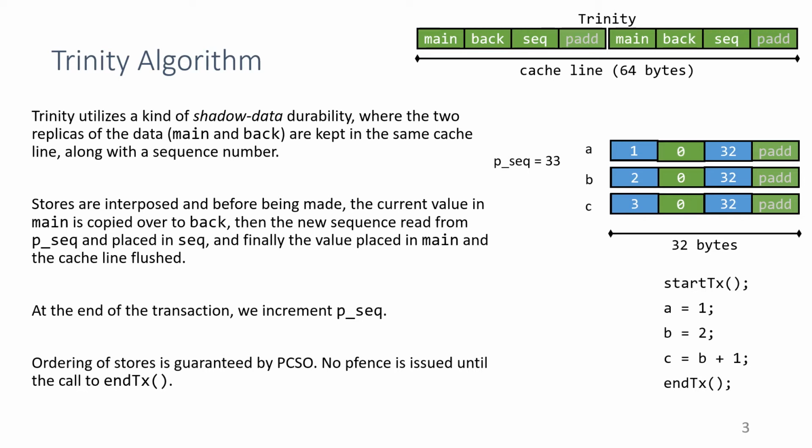At commit time, we increment the PSEC, which is the global transaction number, to 33 to indicate that all transactions whose sequence is lower than 33 are committed and durable. Notice that the ordering of the stores is guaranteed by the PCSO model, so no fences are issued until the end of the transaction.